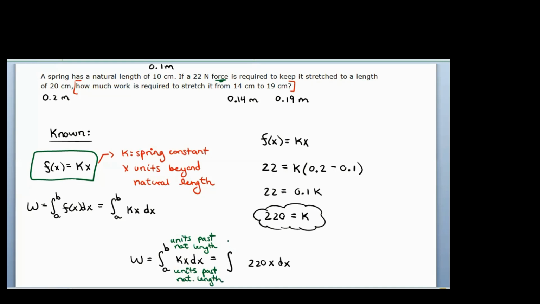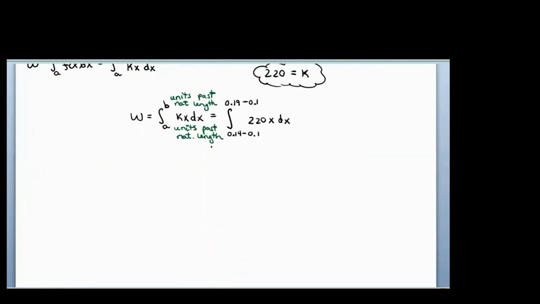And so you need to be very careful. A lot of students are tempted to integrate from 0.14 to 0.19, but that would be incorrect. I want to know how far past the natural length these values are. So I'm going to start at 0.14 and then subtract my natural length, which is 0.1. Then I want to end up at 0.19 and subtract my natural length. Okay. And now from here, it's all just about integrating. So let me fix this and then we'll continue. So this will be 0.04 and this will be 0.09 and then we have 220 x dx.